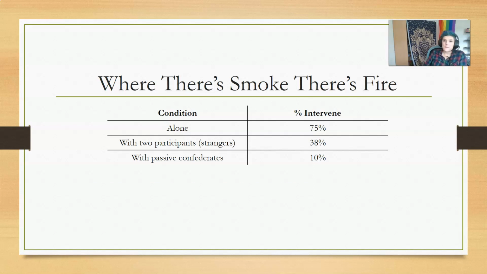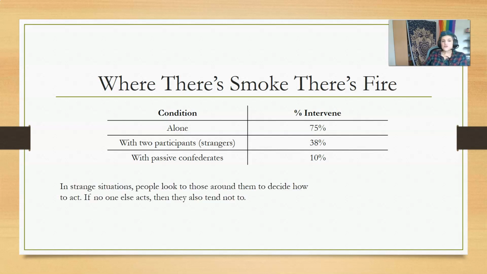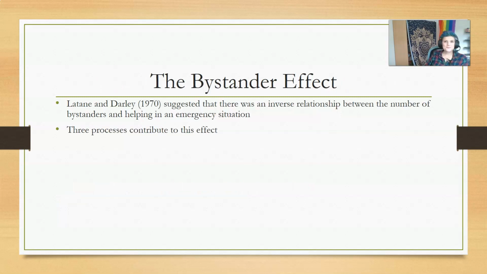For what reason might that be? In strange situations, people look to those around them to decide how to act. But if no one acts, then they also tend not to. They don't want to look silly, for example. Latane and Darley suggested there was an inverse relationship between the number of bystanders and helping in an emergency situation. There are 3 processes that contribute to this effect.